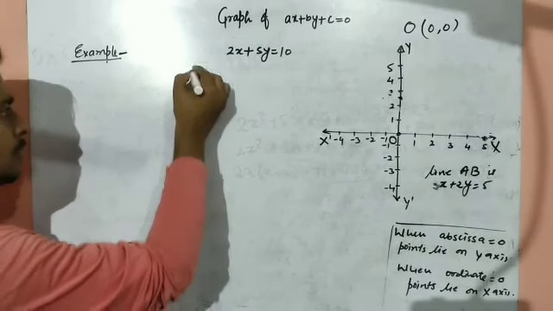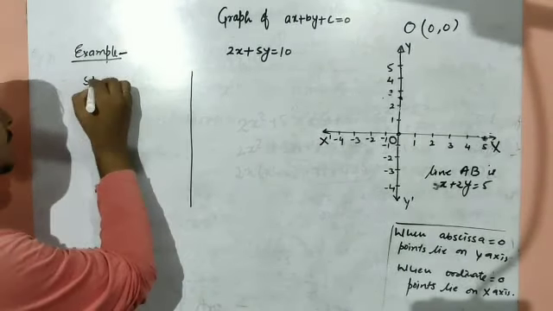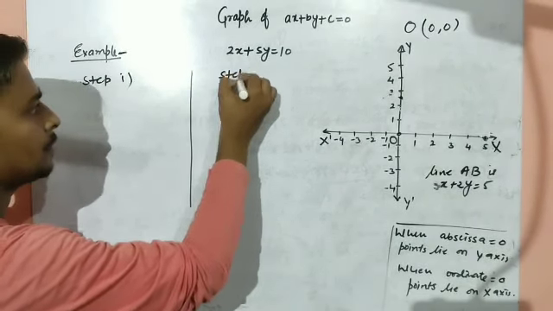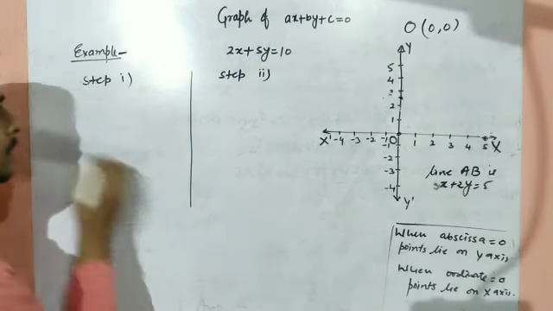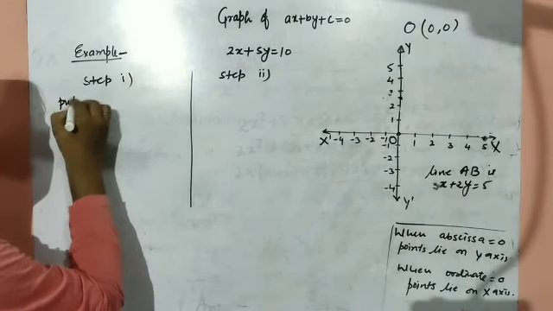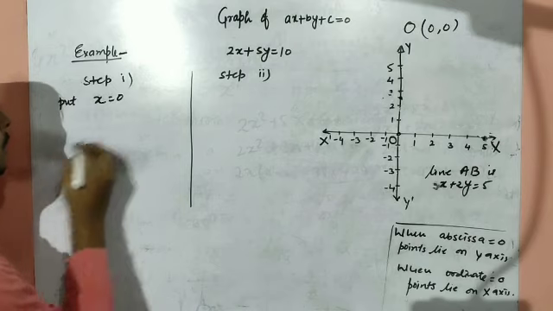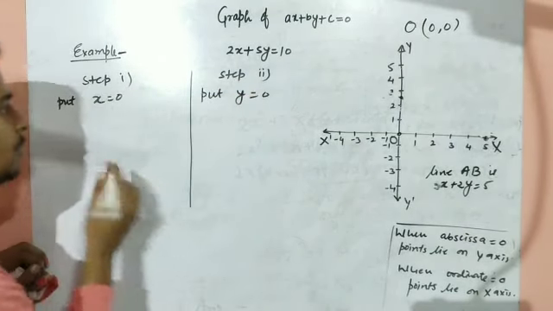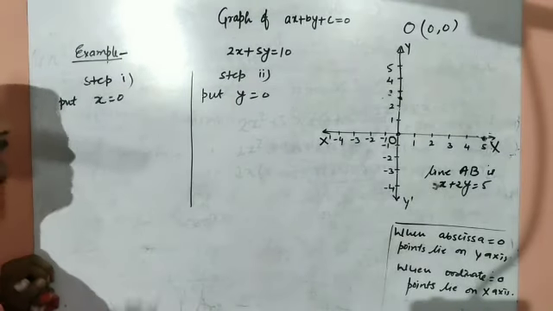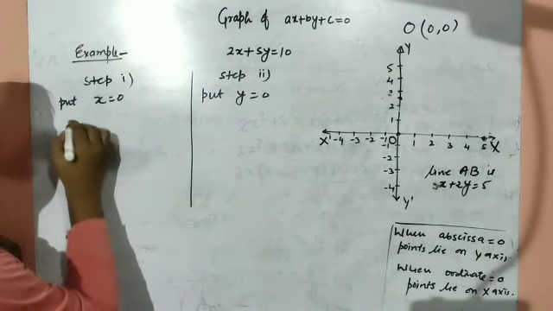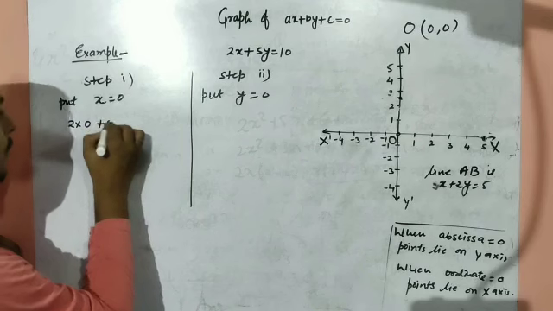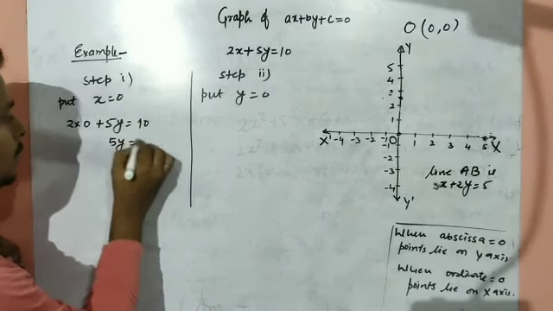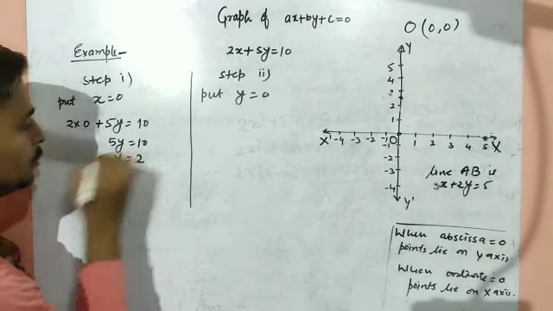First step is what? You can make a table, step first and step second. First step, put x is equal to 0. Second step, put y is equal to 0. So first solve this and after that solve this. Put 0 into x: 2 times 0 plus 5y is equal to 10. This is 0. So 5y is equal to 10, y is equal to 2.